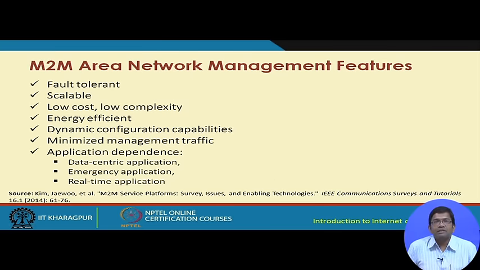M2M area network management features are like this: fault tolerance is very important. If there is some fault, the system is going to take care of it automatically. Scalability is another important feature of network management of M2M area networks. When we increase the number of M2M nodes or IoT nodes, that doesn't affect the efficiency significantly, so it still remains efficient. Low cost and low complexity are other features. Energy efficiency, dynamic configuration capabilities, and minimized network management traffic are also important features of M2M area network management.